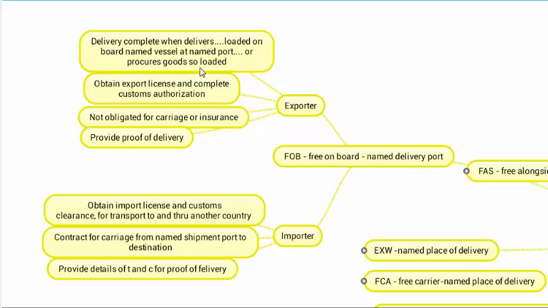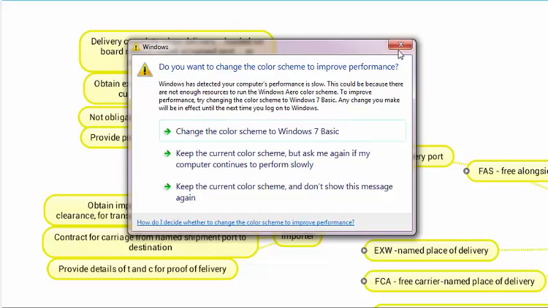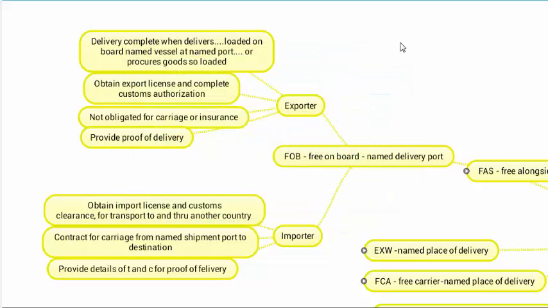When it is delivered, A, loaded on board a named vessel, B, procured such goods loaded on a vessel. If somebody else loads the goods on a vessel and you procure those goods, it's enough. Or you yourself deliver by loading on a vessel, it is good enough. If you make such a loading on a named vessel, then delivery is complete by the exporter. The responsibility is over once it is loaded on the vessel.